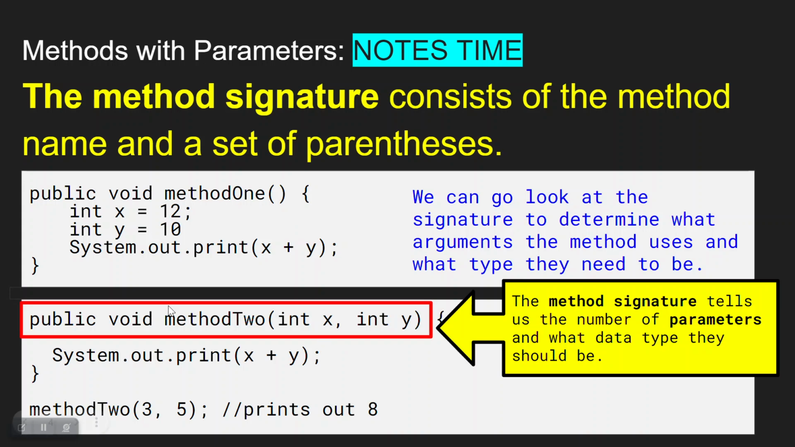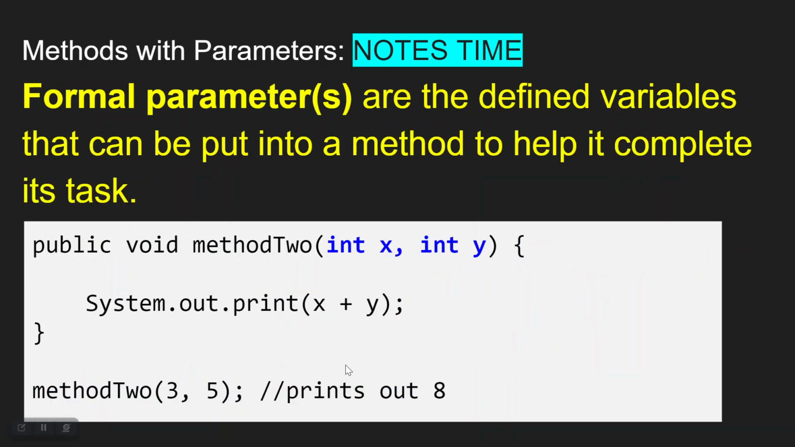However, down here, public void method2, this one has two integers in its method signature. And so that tells us that in order to call method2 while we're in main, we need to make sure that we are passing in two integers as the arguments so that they become the parameters for this particular method. So when we call method2 with 3 comma 5, that's going to pass those in as our ints x and y, and it's going to end up printing out 8.